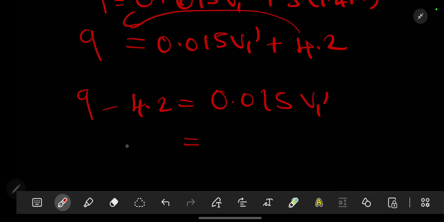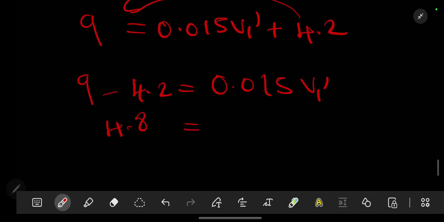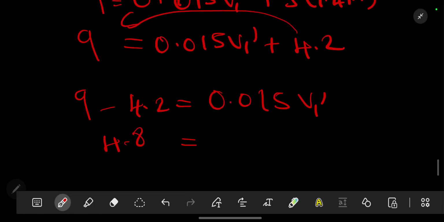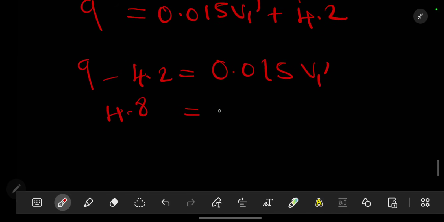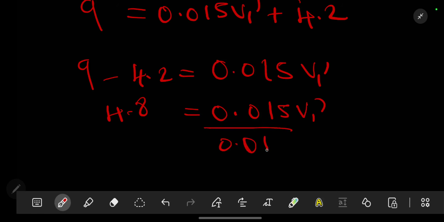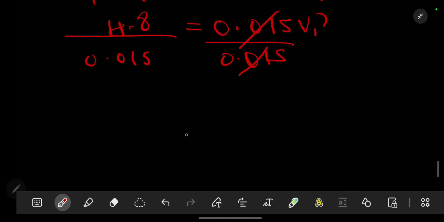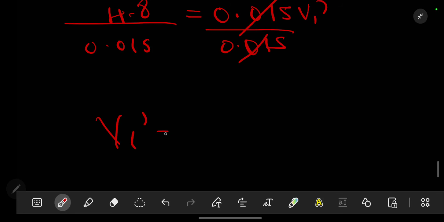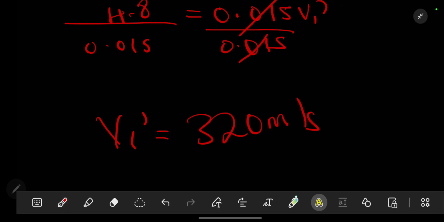This gives us a value of 4.8. So we have 4.8 should be equal to 0.015 v1 prime. Dividing by 0.015, by logic, we expect it to be less than its original speed. So 4.8 divided by 0.015 gives us 320 meters per second.